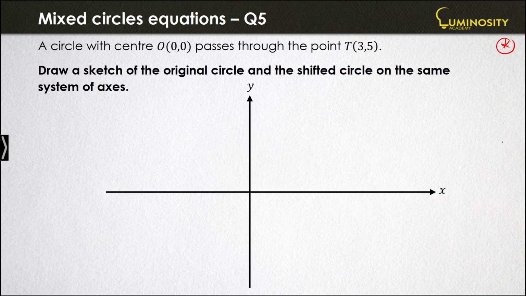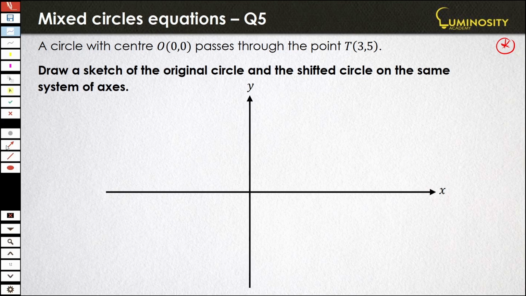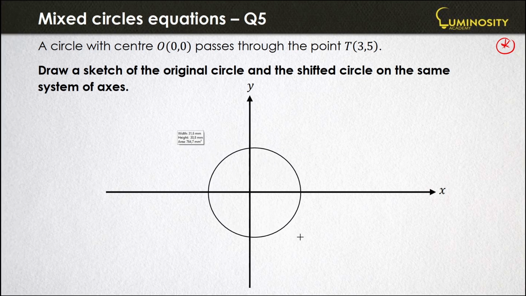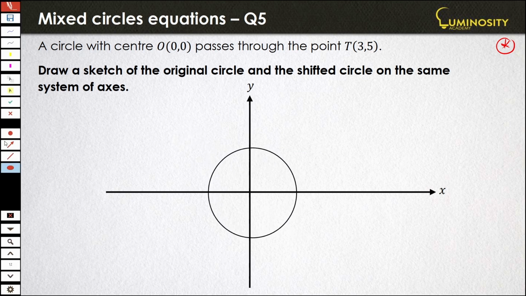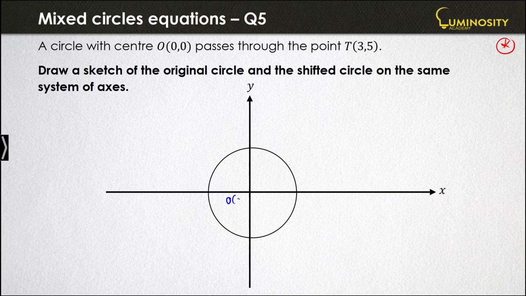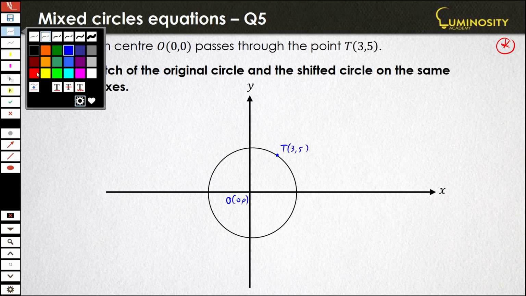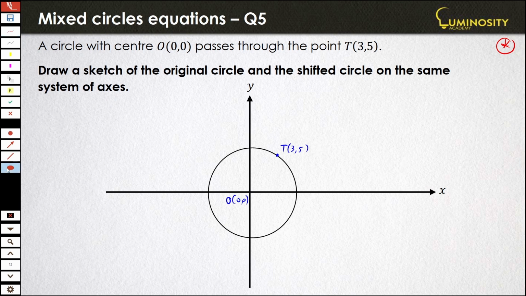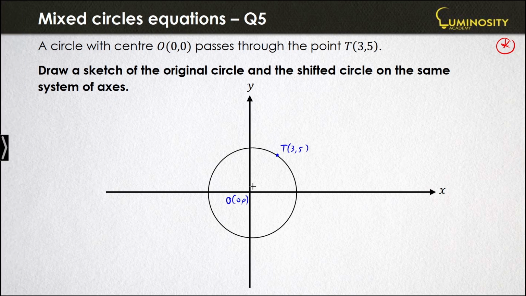Okay, so draw a sketch of the original circle and then the shifted circle on the same system of axes. So again, if I just draw this one here. This was that original circle with the center (0, 0), and it had the point T (3, 5). Then we know that there had to be another circle, and it was going to be shifted over and have a center here somewhere. So it'll look something like this.